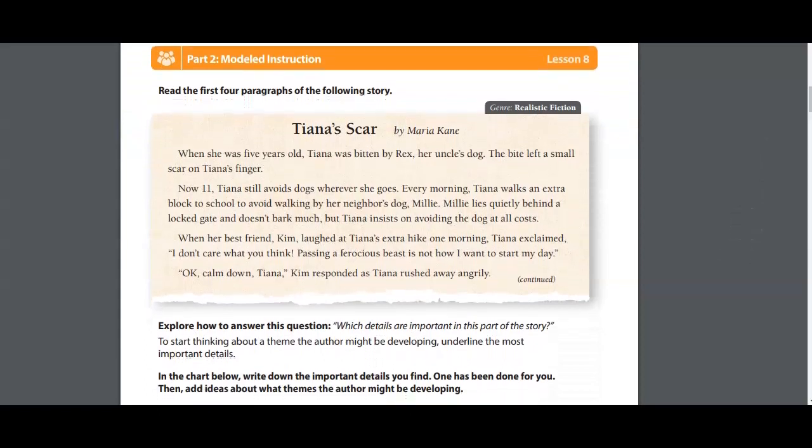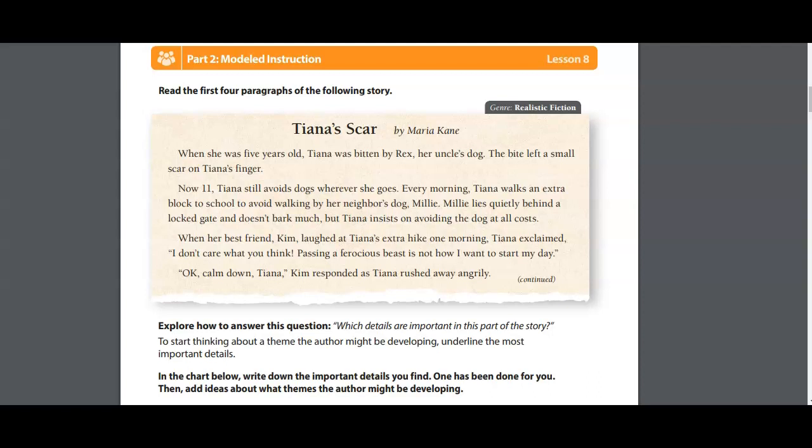We are now looking at our model instruction. Read the first 4 paragraphs of the following story. And this genre is realistic fiction. Tiana's Scar. So during this lesson, we're going to practice determining the theme and using details from the story. See if you can make a connection with prior knowledge from something that has happened to you or someone that you know. And we are going to get started. Here we go. Tiana's Scar by Maria Kane.